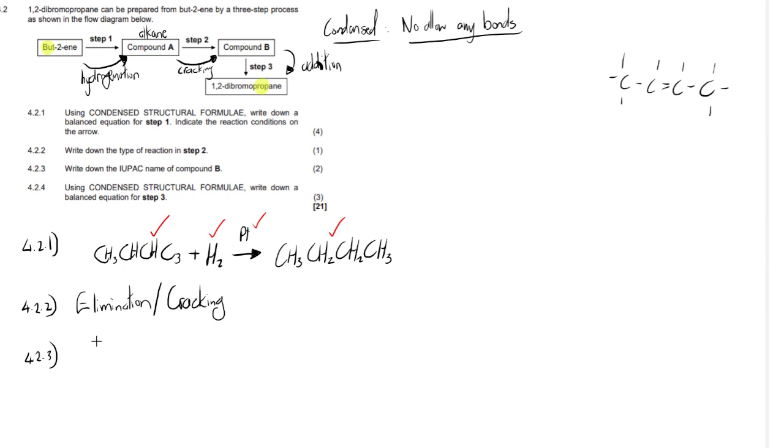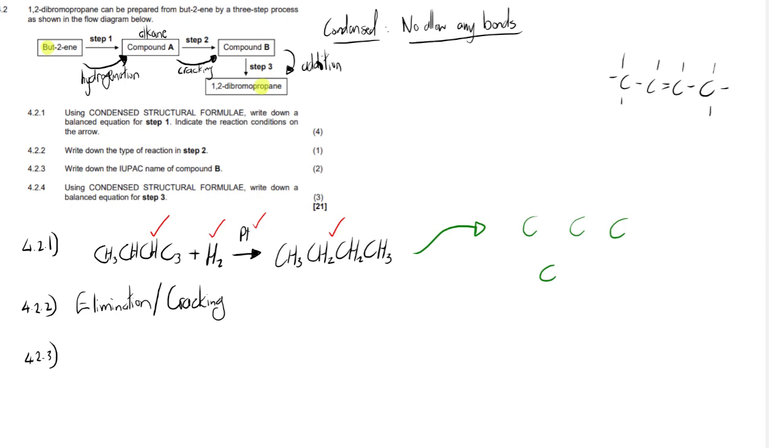Now, next, write down the IUPAC name of compound B, and that's where we need to understand what cracking is happening now. What type of cracking is taking place? We've got an alkane of 4 carbons in a chain like this that is breaking up into something that has 3 carbons in a chain and something that has 1 carbon in it.